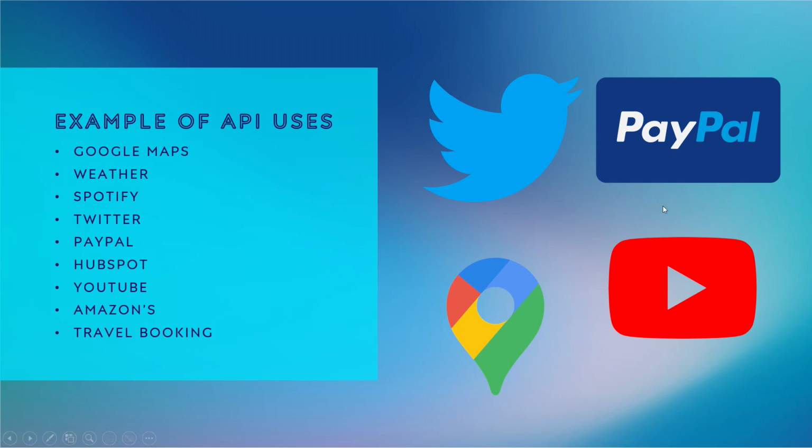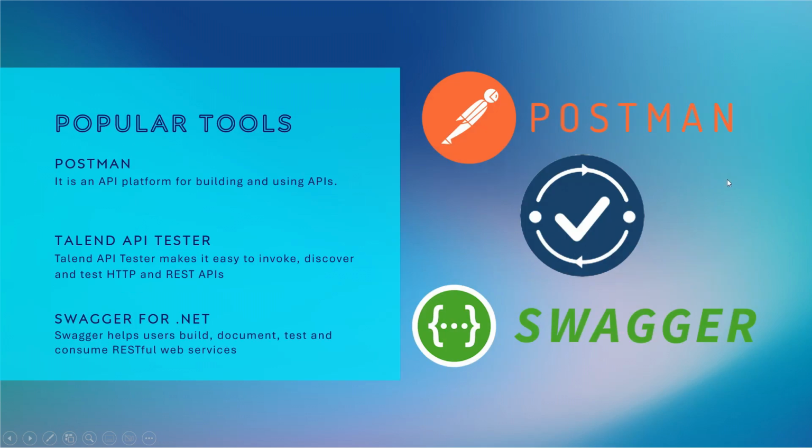Next, we see the various tools used for testing APIs. The most popular tools are Postman and Talend API Tester. And while developing .NET applications, we tend to use Swagger. So first, let's see one of these tools with a public API in action.